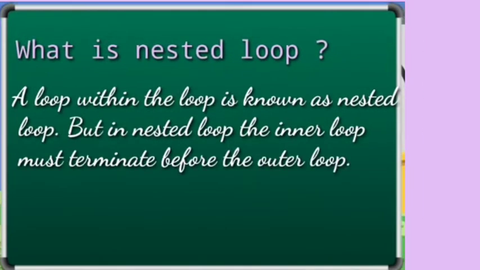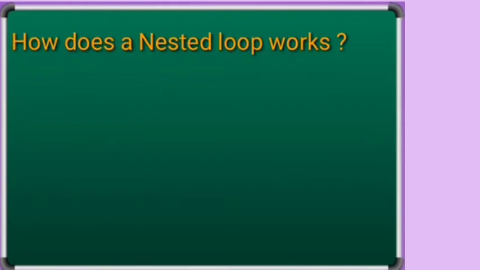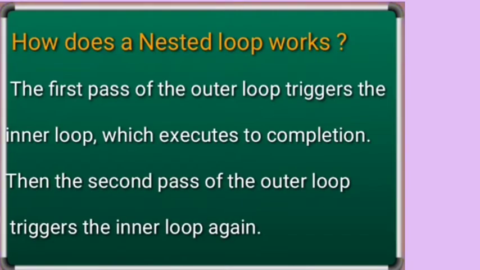Until now we were learning about a single loop, in which one line of statement was written in a for loop or while loop. But here, when you use two loops, it means there is one loop called the outer loop, and you have written one more loop within that outer loop, which is called the inner loop. That is called a nested loop. So let's see how the nested loop works.